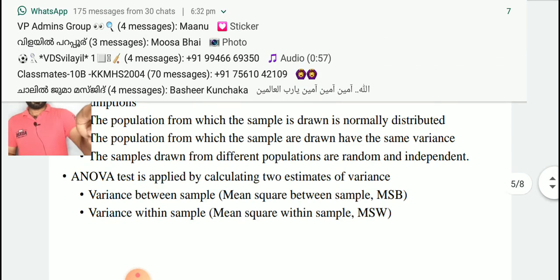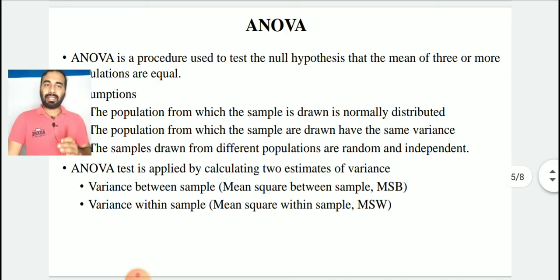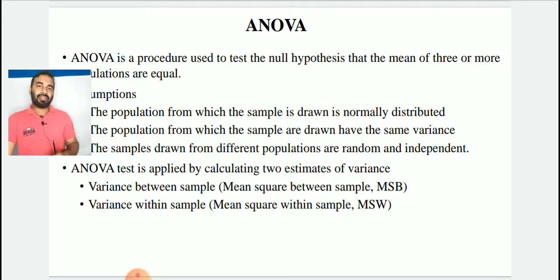Variance between the samples can be measured using MSB, mean square between samples. And variance within the samples is denoted as MSW, that means mean square within the samples. I will tell you how to find out this MSB and MSW. So MSB means mean square variance between samples, and MSW means within the samples.